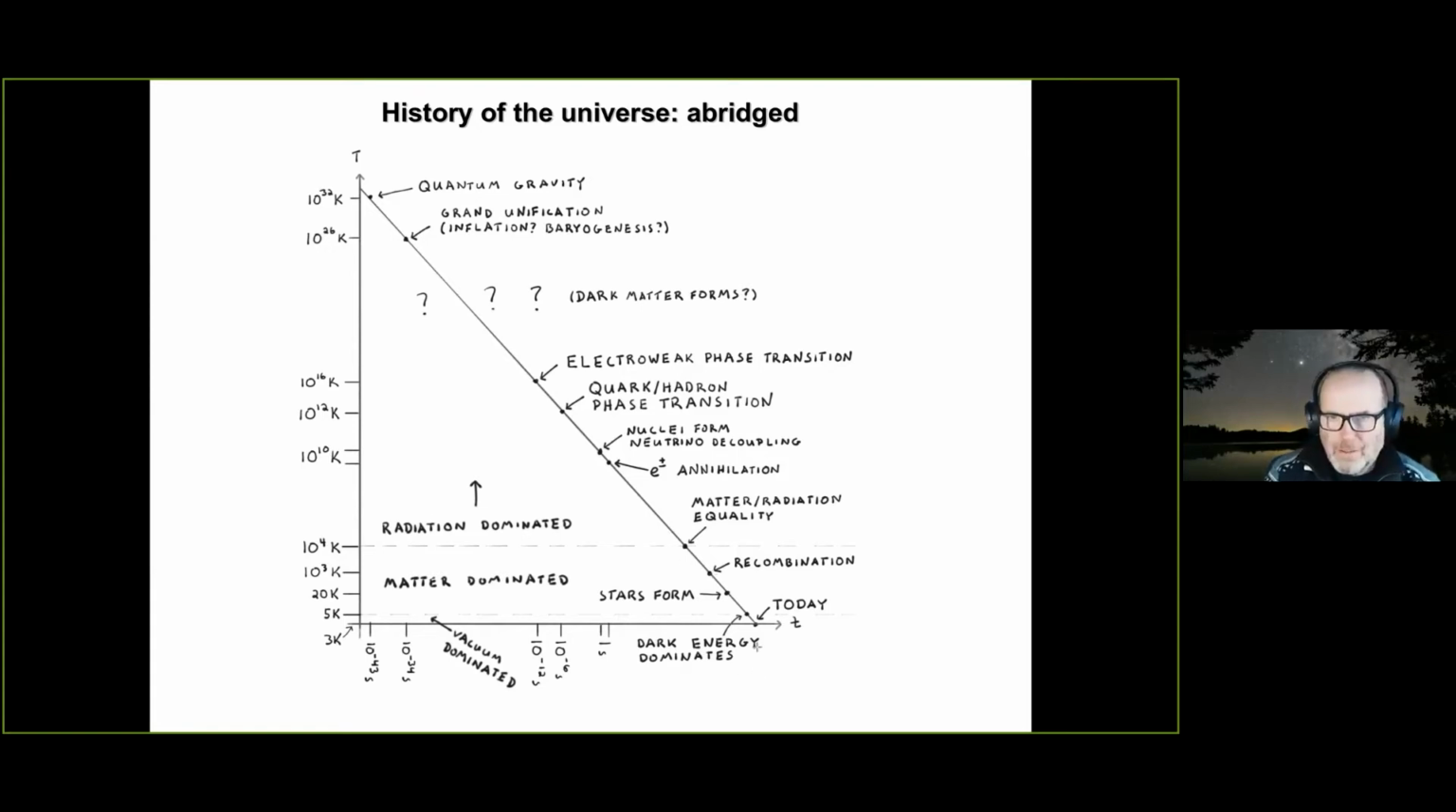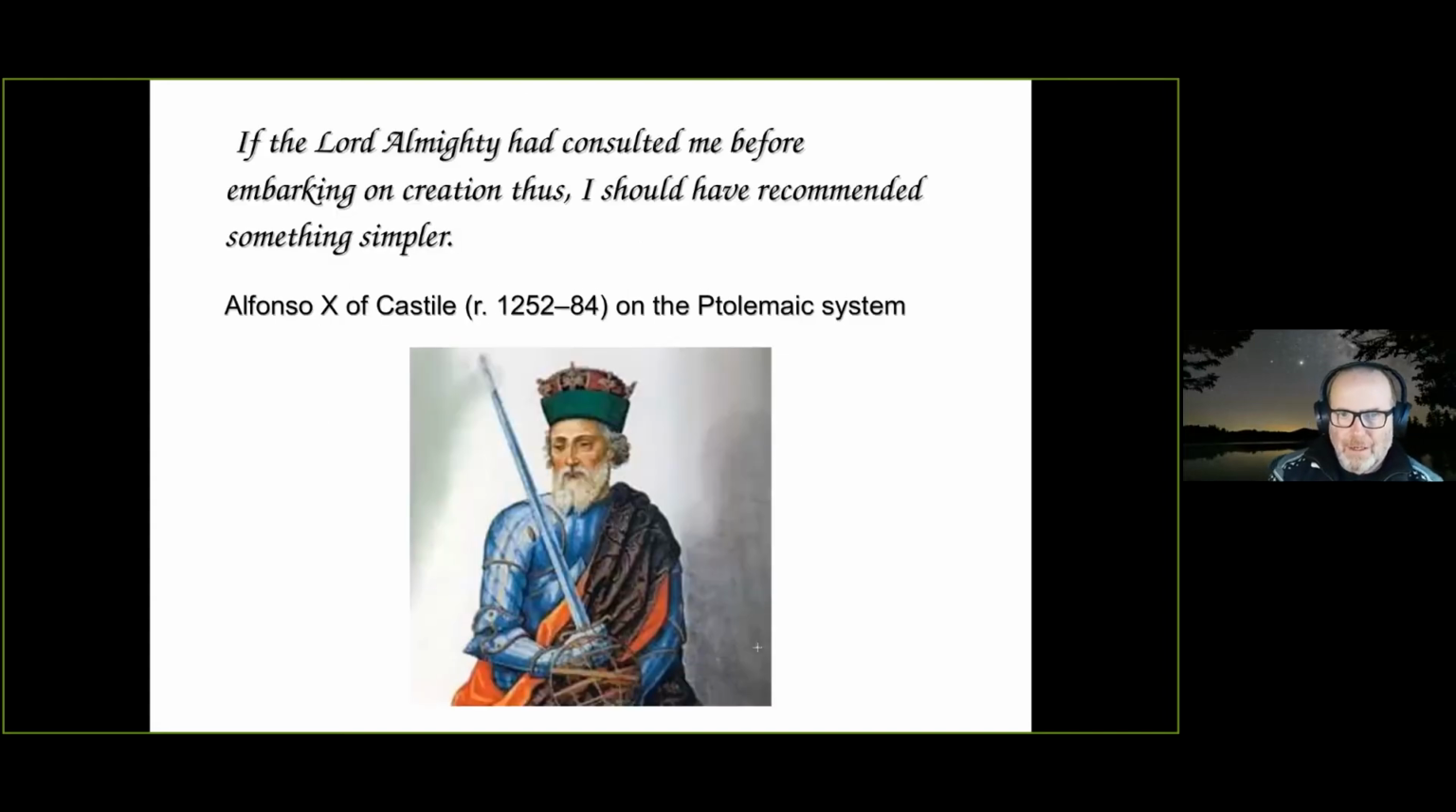So this is a basic layout of the standard Big Bang cosmology. And this reminds me of a quote from King Alphonse of Castile, a Castilian king in Spain who ruled from 1252 to 1284. He was a great patron of the sciences, and he funded in particular the formulation of what are now known as the Alphonsine tables, which were the most accurate observational table of planetary motions available at the time.